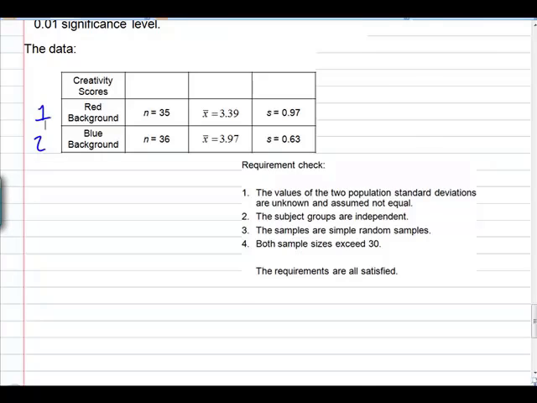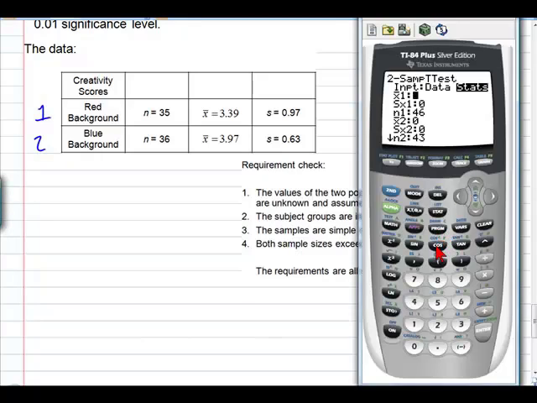All right, group 1. Our mean is going to be 3.39. Our sample standard deviation for the first group is 0.97. Our sample size is 35. For group 2, our mean is 3.97. Our standard deviation is 0.63. And our sample size is 36.